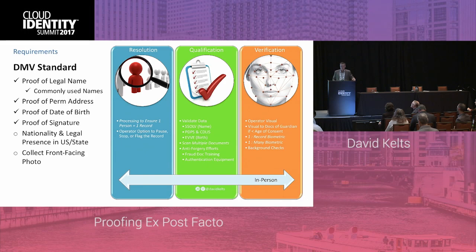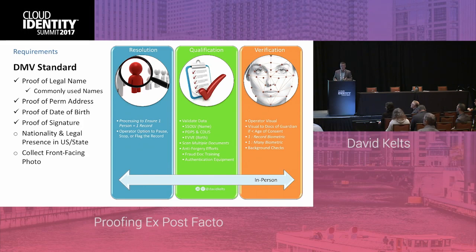When you go to what the DMV is doing, there's some additional attributes that they're proving out. So in addition to legal name, commonly used names, permanent address, date of birth, signature. Signature is interesting because it's on the face of the card. But there's also now requirements in the resolution zone and in the verification zone. And there's a lot of processing that a DMV will do, including checking with a previous state of record, verifying histories, seeing where name changes are, social security number checks.